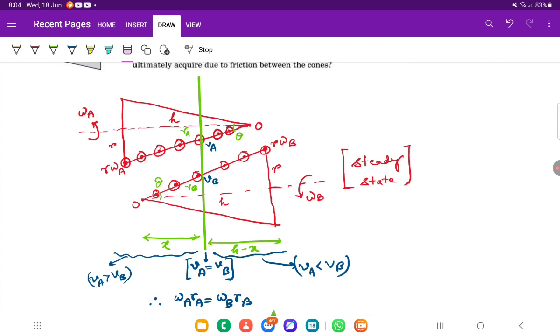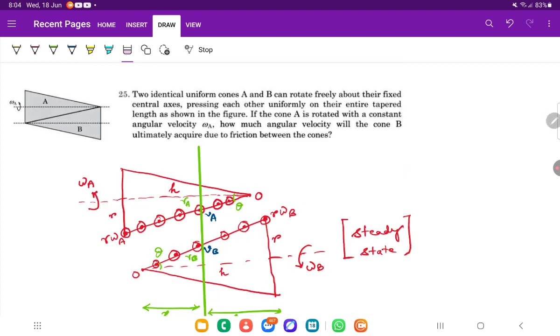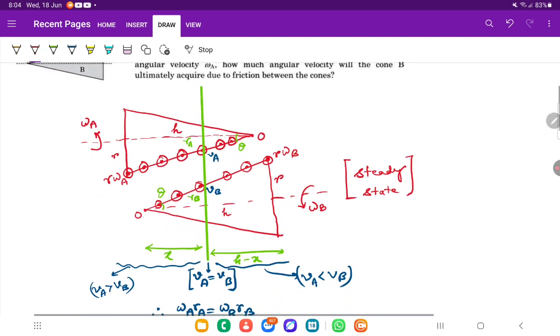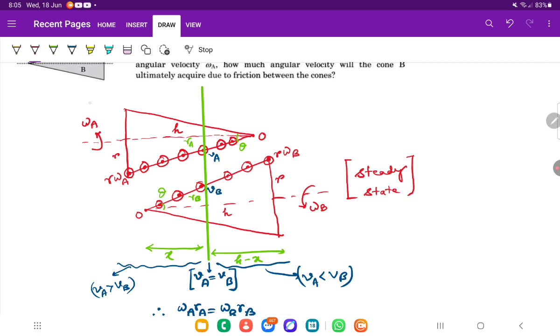I have shown the two cones separately with some separation between them, but it's just for imaginary purpose, for better understanding. In actual practice there is no such space. It is in contact with each other as shown in the figure, right? So in steady state I have marked the angular velocities as omega A and omega B, and as you can see I have shown the direction of velocities of the points on the common edge of both the cones, and the magnitude of that velocity will also vary because it's a slant face, right? So every point is not at the same distance from the axis of rotation.